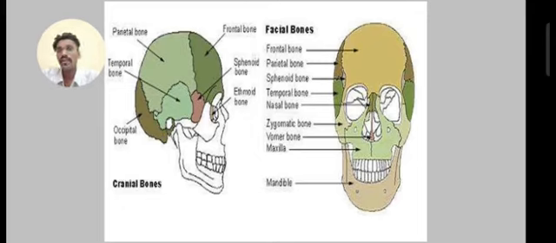Parietal bones cover the upper and side positions of the head. Sphenoid bone is also there. Zygomatic bone, vomer bone, maxilla, and mandible are the movable and unmovable parts. Okay, so shifting the slides for the next material to you.